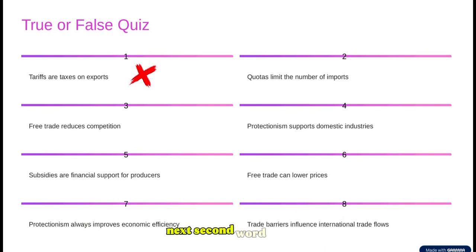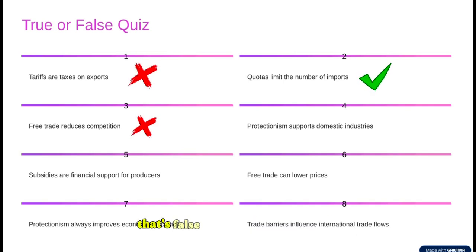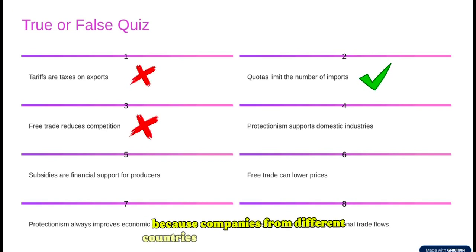Next, second sentence. Quotas limit the number of imports. That's true. Quotas are restrictions that control how many goods can enter a country during a certain period. The third statement, free trade reduces competition. That's false. Free trade actually increases competition because companies from different countries compete in the same market.